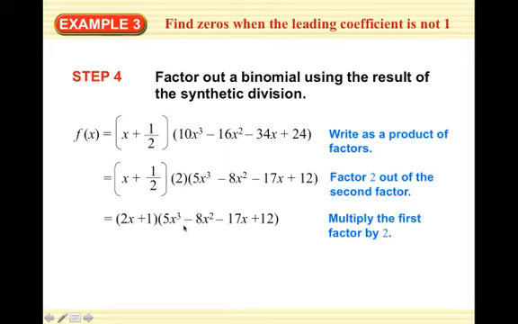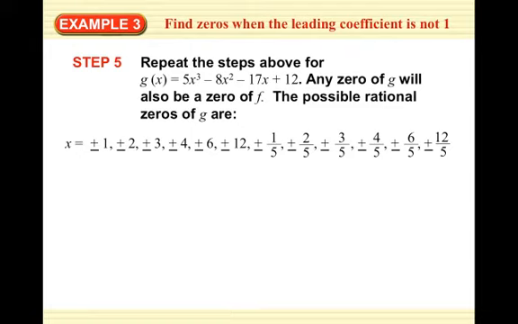Now we have to work with this cubic factor. We're going to start the process over again by doing the p over q's for the cubic, because we really need to get one more factor out and then we'll be down to a quadratic. So we're going to repeat the steps above for g of x equals 5x cubed minus 8x squared minus 17x plus 12. Any 0 of g will also be a 0 of f. Any factor of g will also be a factor of f. The possible rational zeros of g are, well, it's a little bit smaller list because we have 12 here and we have 5 here.